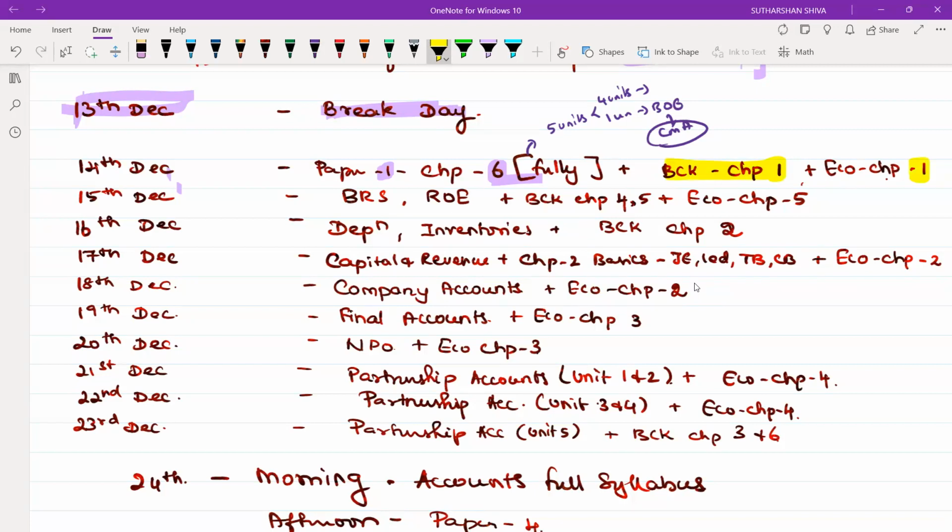And the economics chapter, nature and scope of business economics, is a very simple thing: what is capitalism, socialism, mixed economy, everything. These are very basic things which we will study.